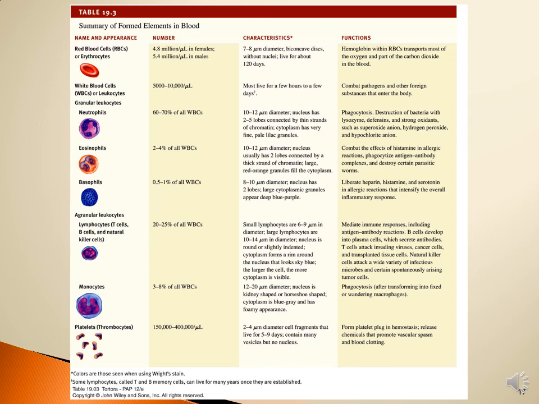Here you can see a summary of the different formed elements of the blood, starting with the most abundant cells. These are the red blood cells, their count or their number, their diameter, and their main function. Also, we have the neutrophils, eosinophils, basophils, and we have the agranulocytes in the form of lymphocytes and monocytes, and finally the thrombocytes or platelets, their count, their main features, and also their main functions.